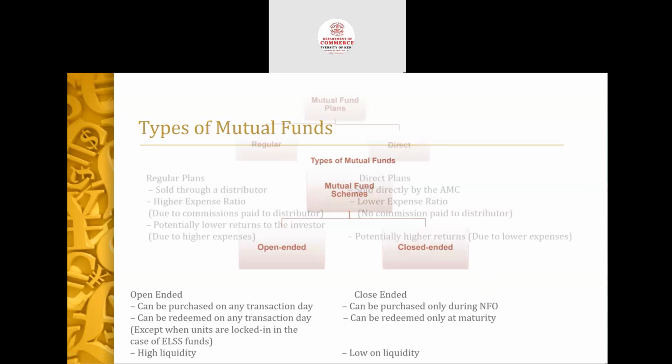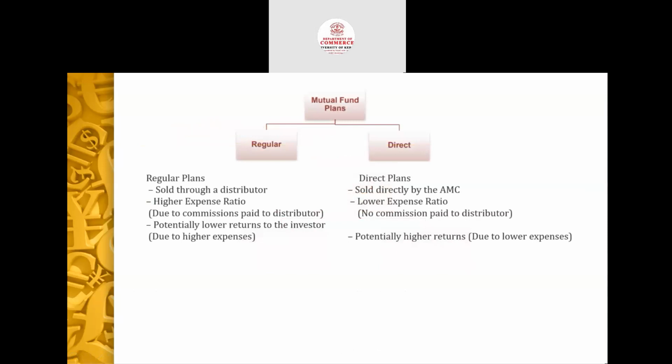Another classification of mutual funds, regular funds and direct funds, is also a very important terminology when it comes to investments. Simply, we have already studied trade, right? Wholesaler, retailer and all. It is something like that. Regular plans are sold through a wholesaler, and with direct plans, the AMC directly sells it. So in regular plans, we have a distributor, whereas in direct schemes, the AMC directly sells the mutual fund units.